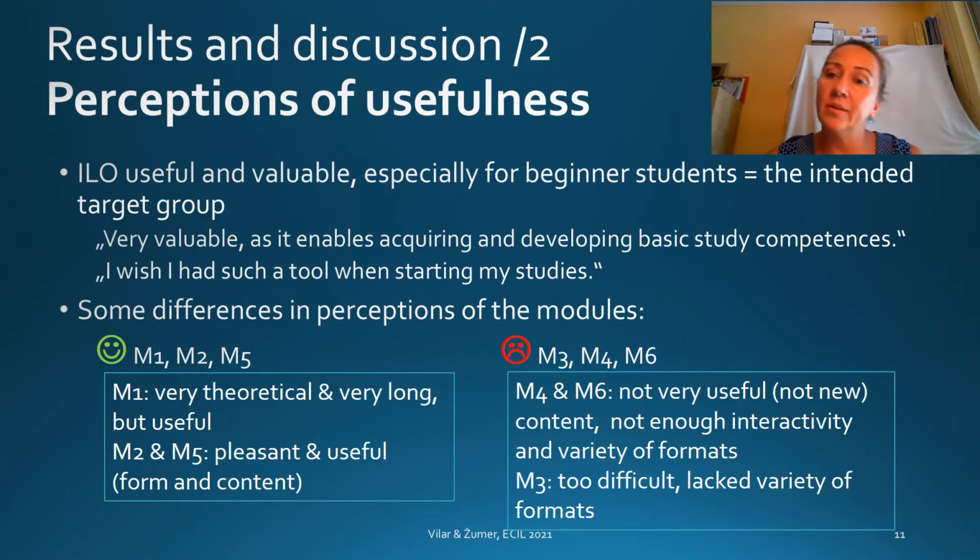And on the contrary, modules 3, 4, and 6 were perceived as not very useful, especially modules 4 and 6. They commented that it was nothing new for them, that they did not learn much, but also that they were not offering enough interactivity or variety of formats. While module 3, the one on the search competences, was found to be too difficult. It lacked a variety of formats, but the most important and the most common comments were that it was too difficult.